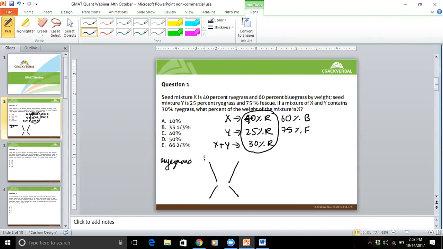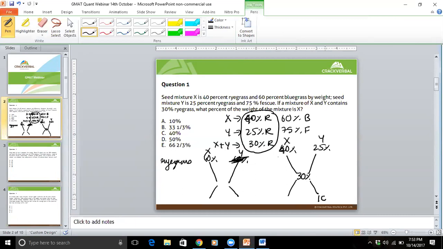So we have 40% rye, and this would be for X. We have 60% rye, this would be for Y. If you want, you can switch it. If you want to maintain the mixture diagram as it is, you can keep the higher value on the left hand side and the lower value on the right hand side. So it's 40% X, then we have 25% in Y, and finally we have 30% in X plus Y.